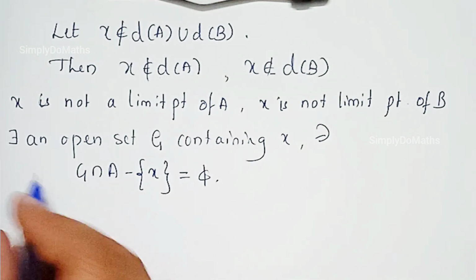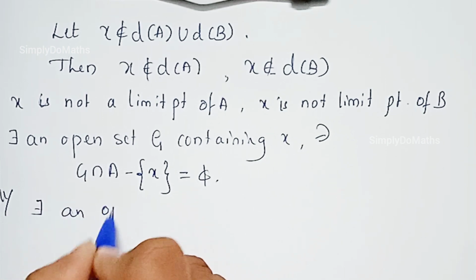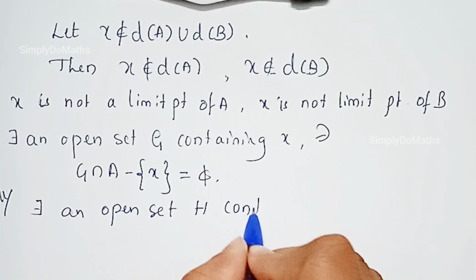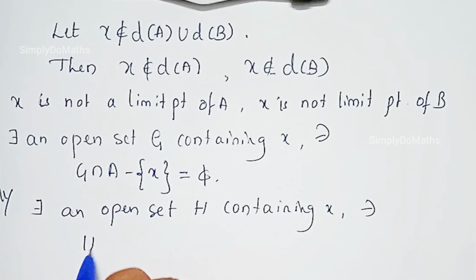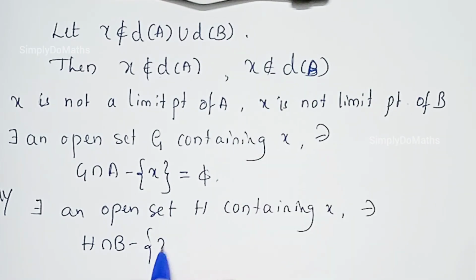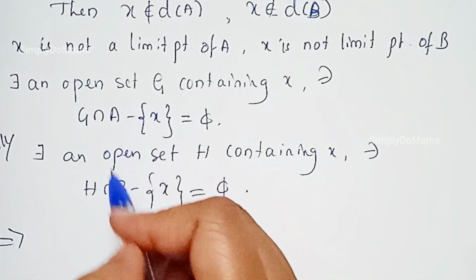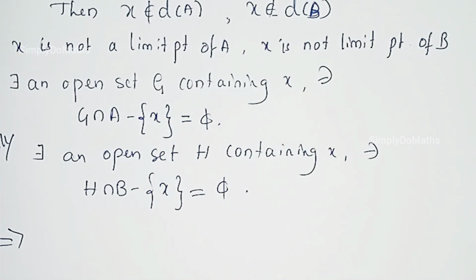Similarly, there exists an open set. I am considering one more open set H containing X such that H intersection (B minus singleton set X) is also not a limit point, so it is equal to empty. Now I need to combine these two, because I need it for A as well as B.